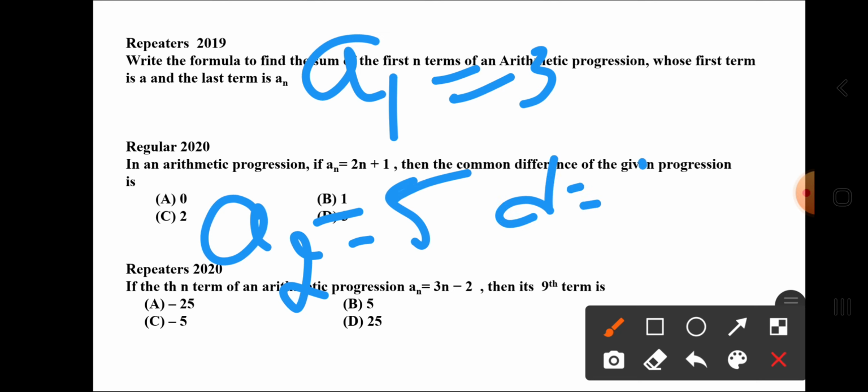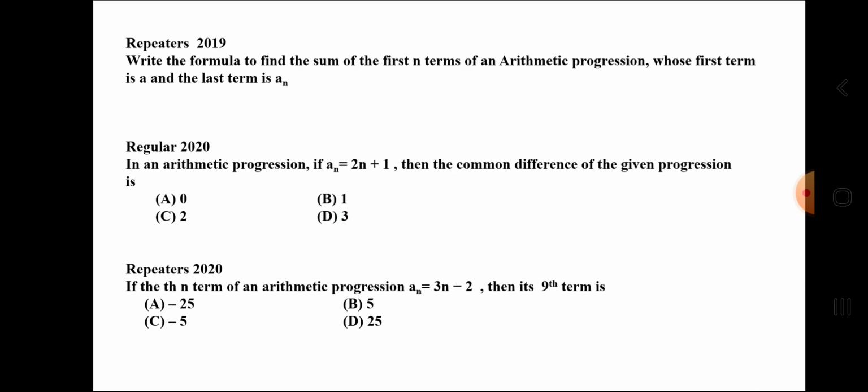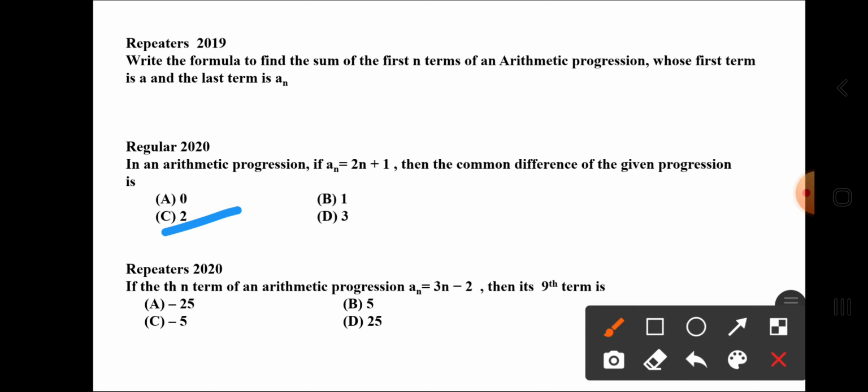Now D is equal to A2 minus A1. A2 is 5, 5 minus 3, that is nothing but 2. So your answer is C, that is 2.